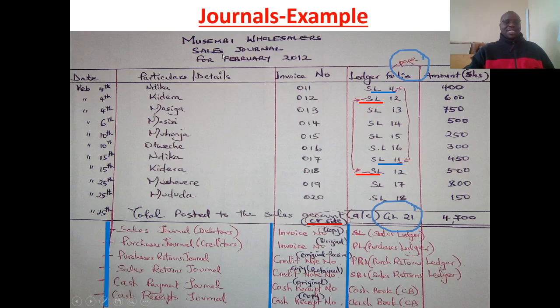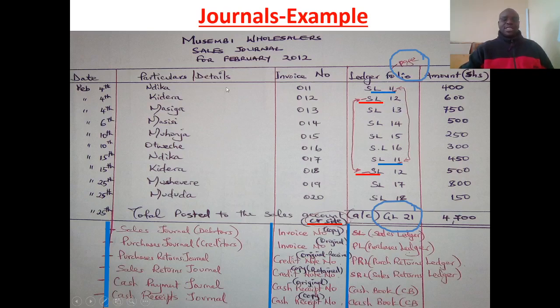So Mosembi wholesalers sales journal for February 2012. We have the date column, particulars or details, invoice number, ledger folio number or page, and the amount in shillings. So on 4th of February, Mosembi wholesalers sold goods worth 400, 600, and 750 to Ndika, Kidera, and Masiga respectively, through invoice numbers 011, 012, and 013 respectively, and recording the same transaction in the sales ledger, page 11, page 12, and page 13.